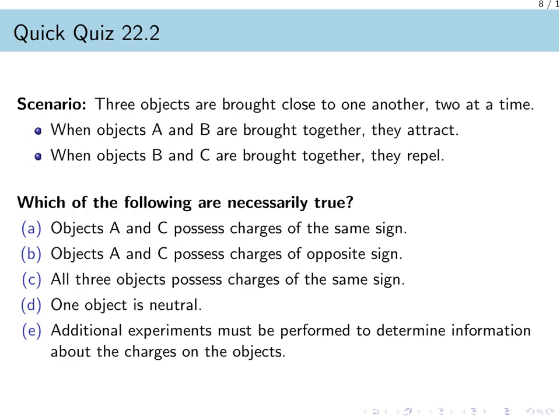Let us test our understanding with a quick conceptual quiz. Consider a scenario where three objects are brought close to one another, two at a time. When objects A and B are brought together, they attract each other. However, when objects B and C are brought together, they repel each other. Based strictly on this observed behavior, which of the provided statements is necessarily true? You must evaluate whether the objects possess charges of the same sign, opposite signs, whether one object might simply be neutral, or if additional experiments must be performed to determine concrete information about the charges on the objects.